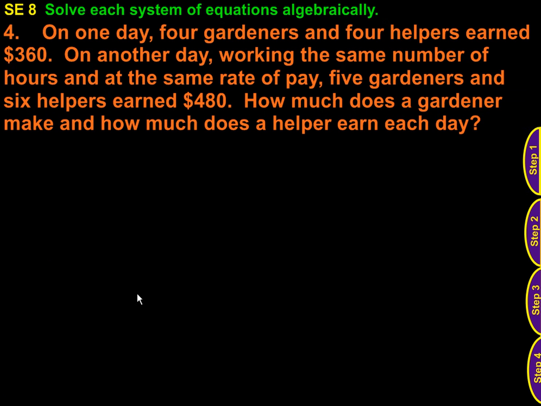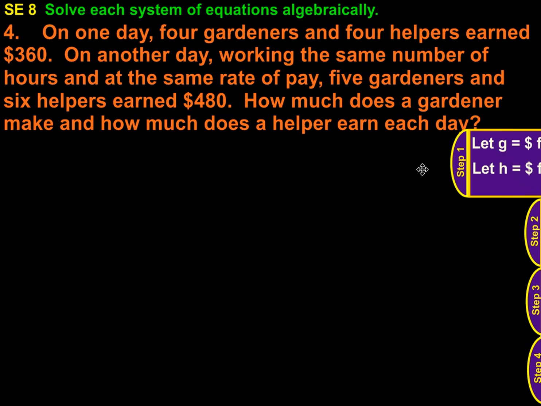We'll start by taking a look at question number 4. Question number 4 reads, on one day, 4 gardeners and 4 helpers earned $360. On another day, working the same number of hours and at the same rate of pay, 5 gardeners and 6 helpers earned $480. How much does a gardener make and how much does a helper earn each day?